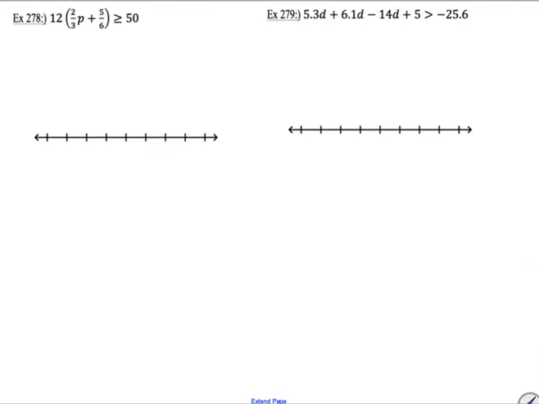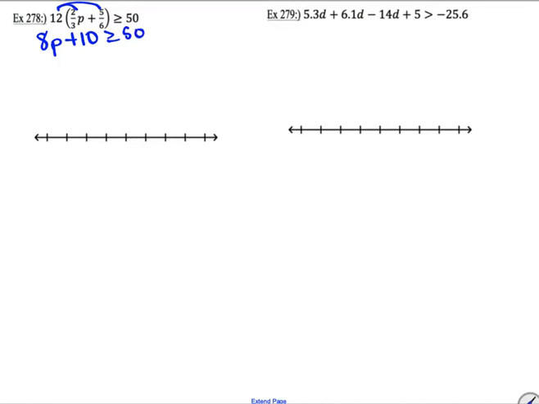Okay, next example. 12 times parentheses 2/3 of p plus 5/6 is going to be greater than or equal to 50. Okay, simplify both sides. We're going to have to distribute to get rid of the parentheses. 12 times 2 is 24, divided by 3 is 8. This is 8p. 12 times 5 is 60, divided by 6 is 10. 8p plus 10 greater than or equal to 50.